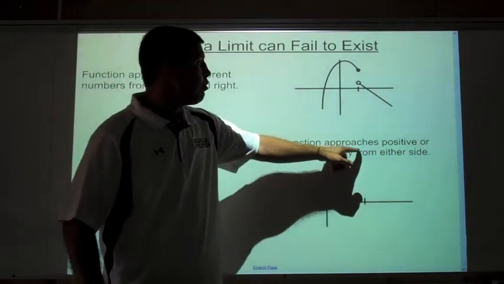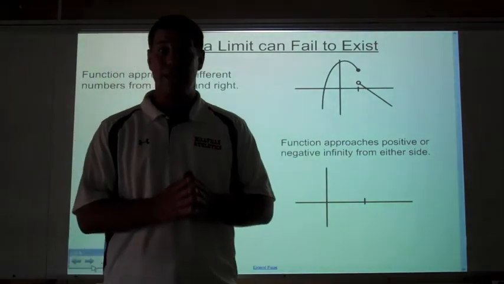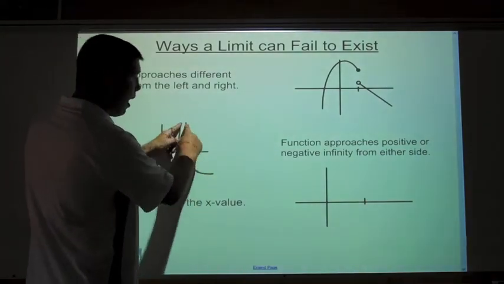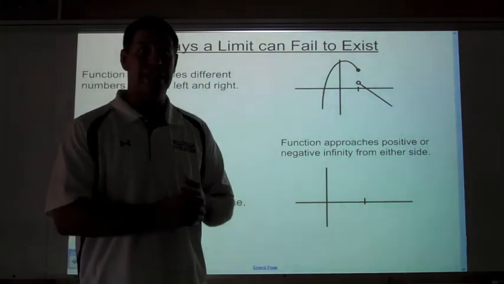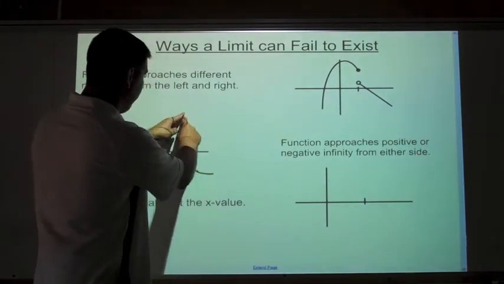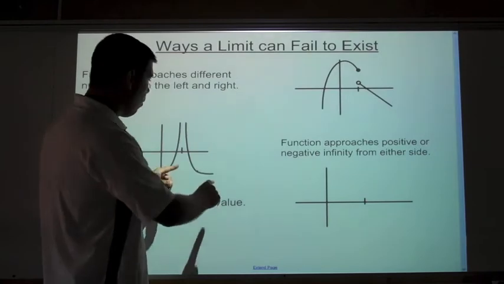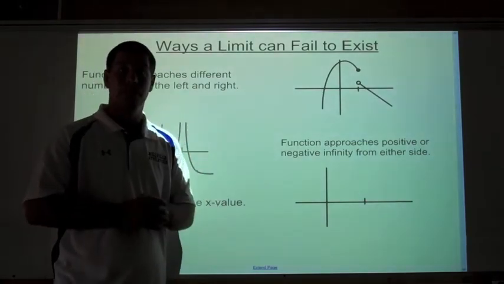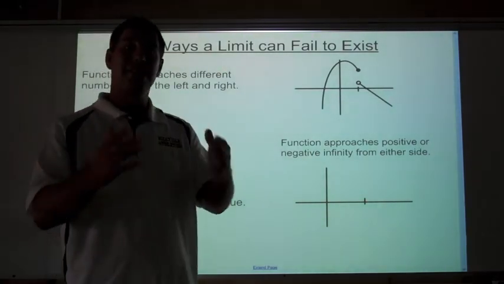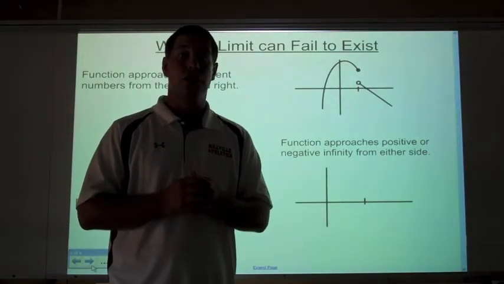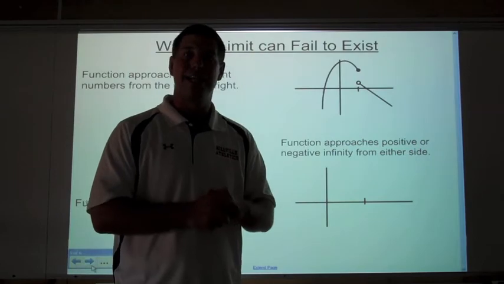Also, the function approaches positive or negative infinity from either side. So you have a function here. Both sides are going up, and you would have an asymptote in this case. If the function is going up here, you have an asymptote. The function could be coming down at an asymptote, or going opposite ways at an asymptote. Either way, if the function is going to positive infinity, negative infinity, or one to each direction, the limit of the function again is said to not exist.